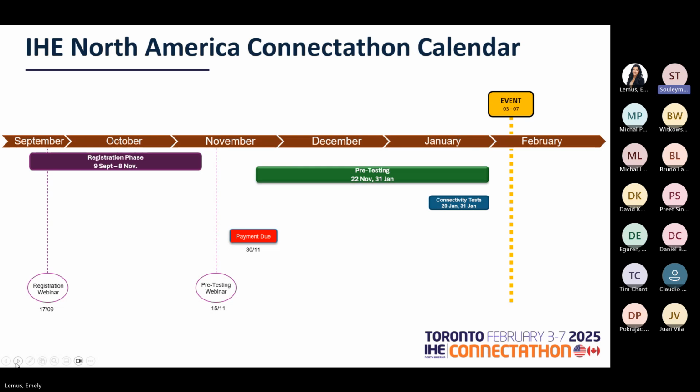After the connectivity, we have the pre-testing. The pre-testing, as I said on my previous slide, will take around 2 months, and the registration has been ongoing since last Monday and will go on until November 8th. We have two main webinars. The first webinar is this one, the registration webinar, and the next one will be the pre-testing webinar on November 15th.